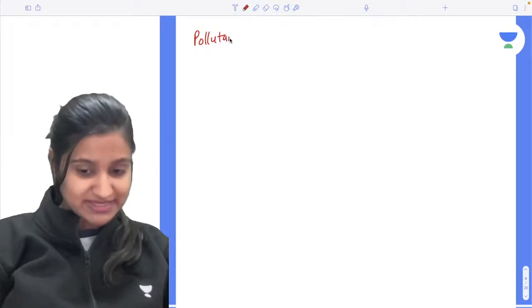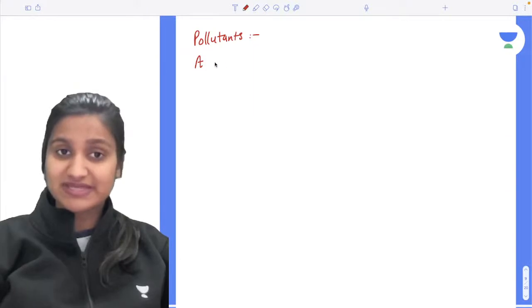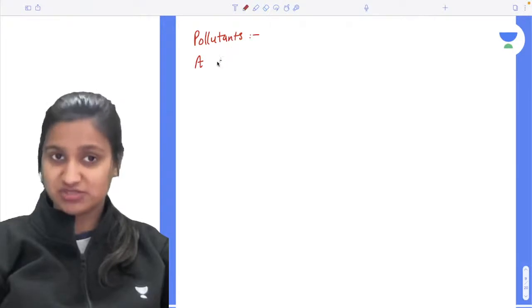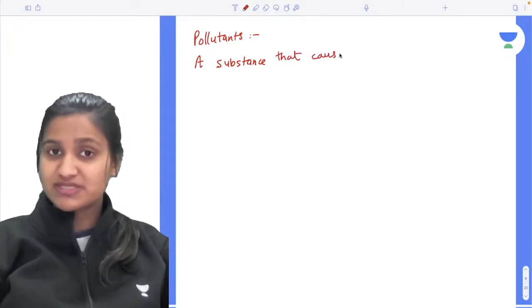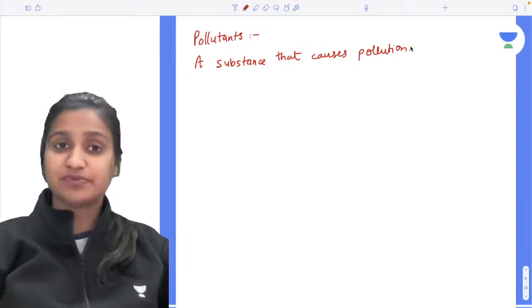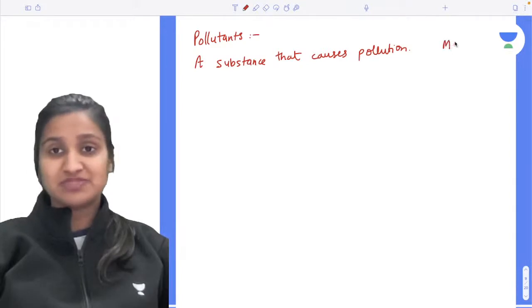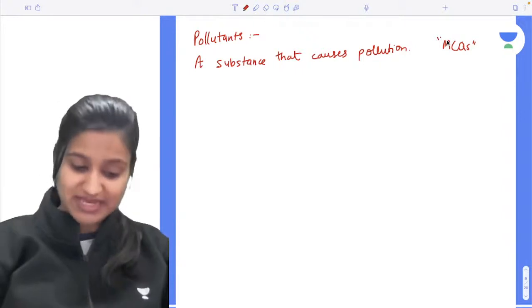What are pollutants? Simply, what is a pollutant? A substance which causes pollution. A substance that causes pollution, you call it a pollutant. Very easy, very simple. Even such simple questions can come from this chapter in your MCQs, okay?